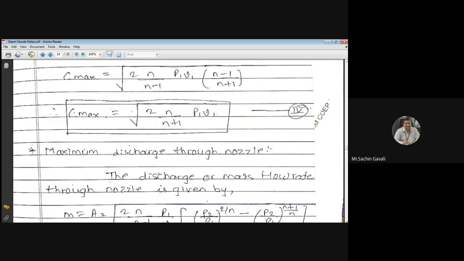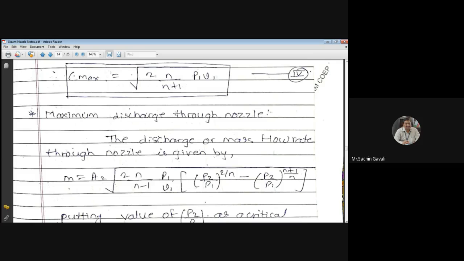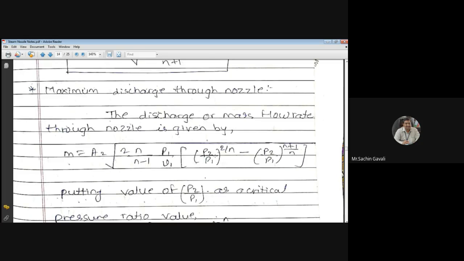Now Cmax is equal to that. Now we want to calculate maximum discharge through the nozzle. This is maximum velocity. Now we want to calculate maximum discharge. And for that, what will we do? Whatever the equation of discharge is there, that equation contains the P2 upon P1 value. So in that P2 upon P1, we have to only substitute and simplify the equation.